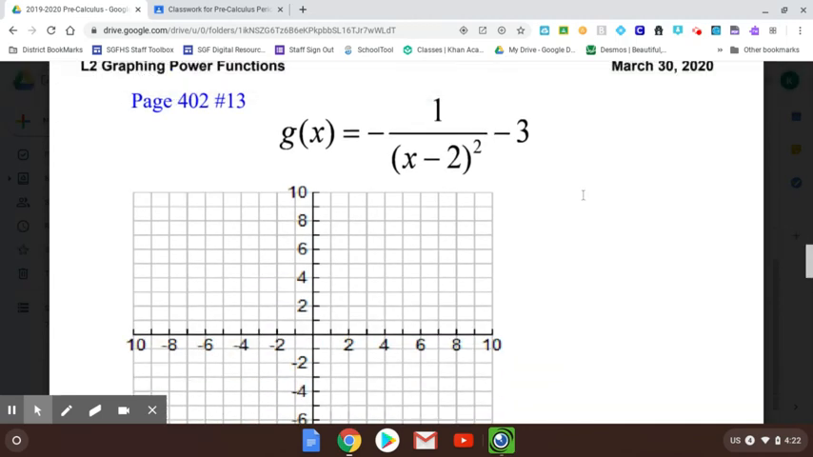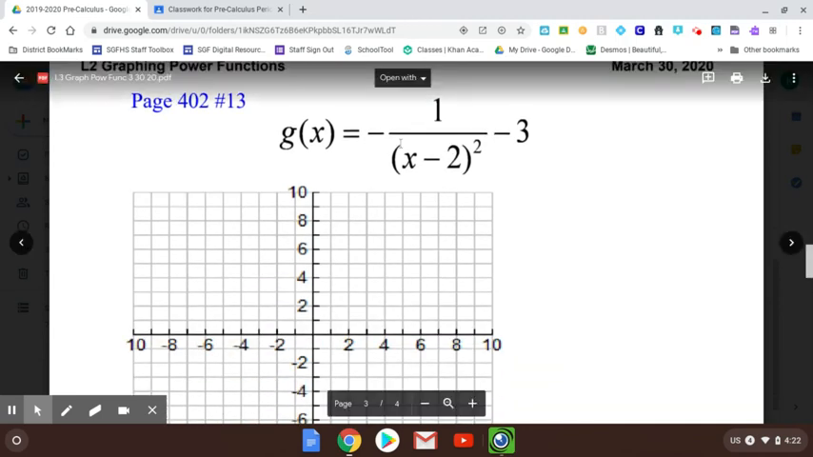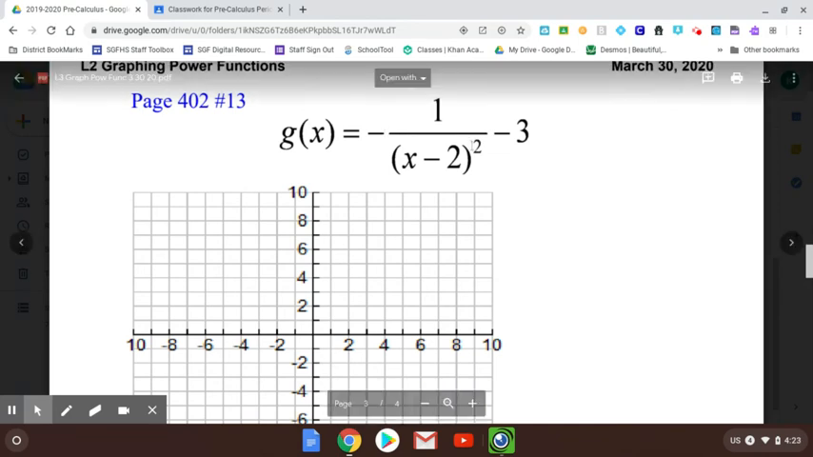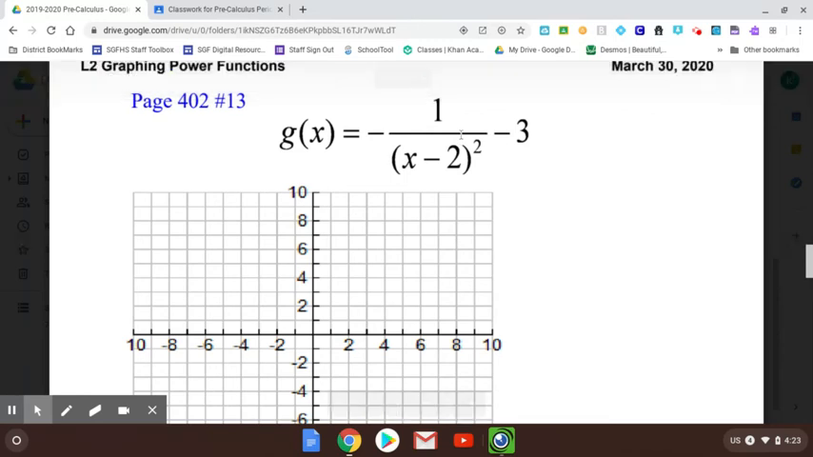All right, so now 402 number 13, graphing power functions. We've got a negative sign here. We've got an even exponent. Oh my God. We've got the minus 3. We got the minus 2. Holy moly. Let's see if we can figure this out.